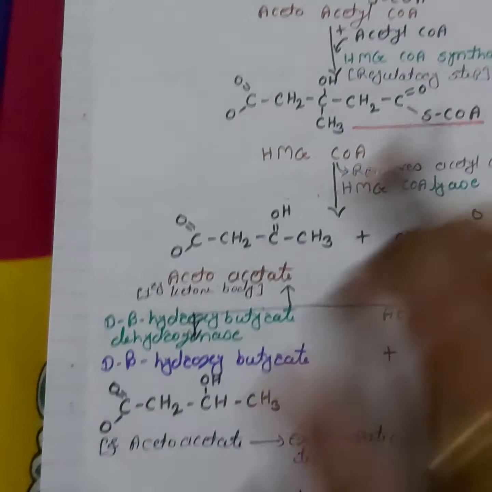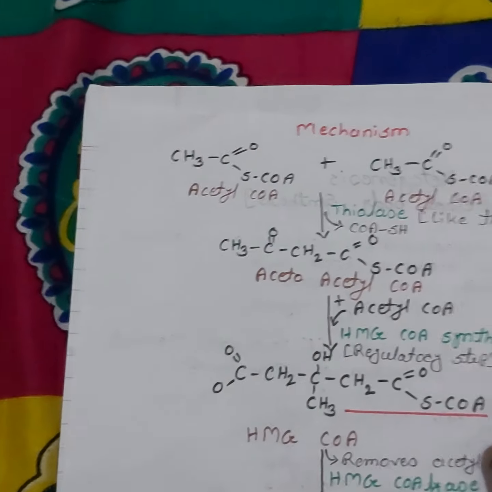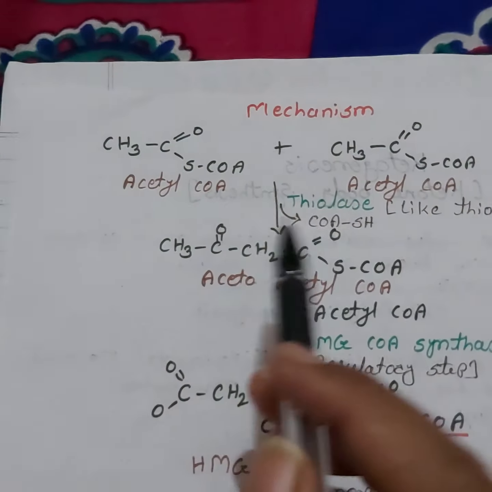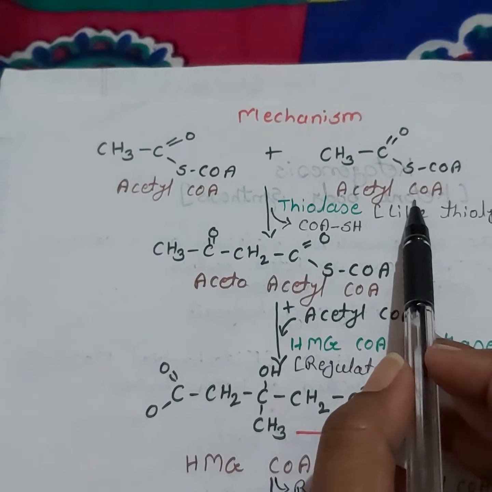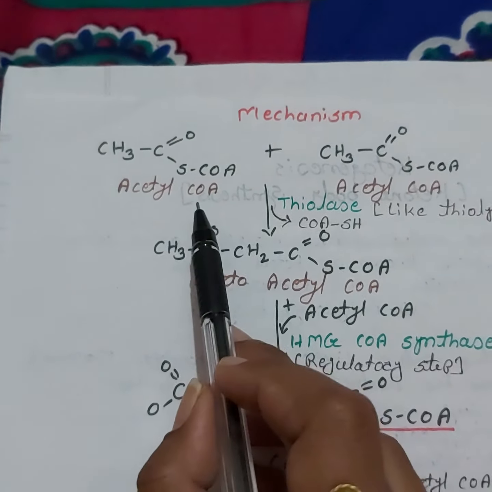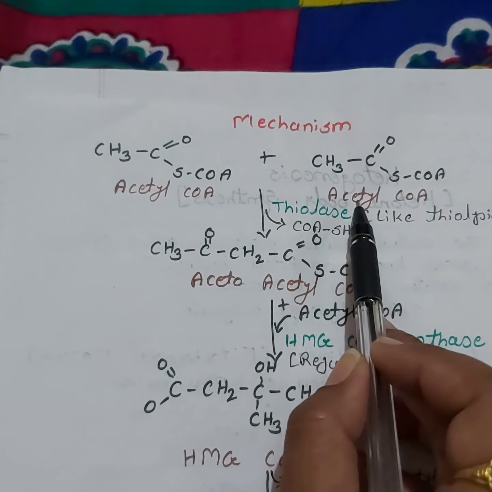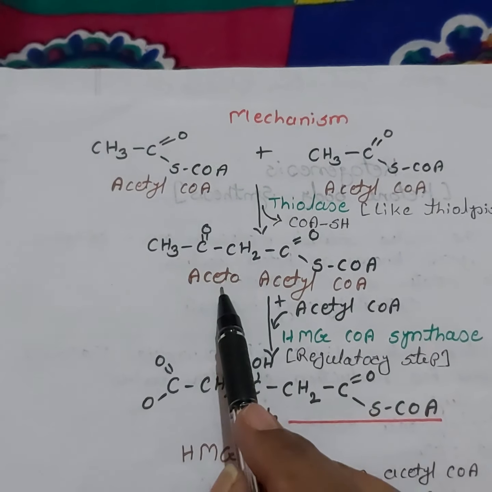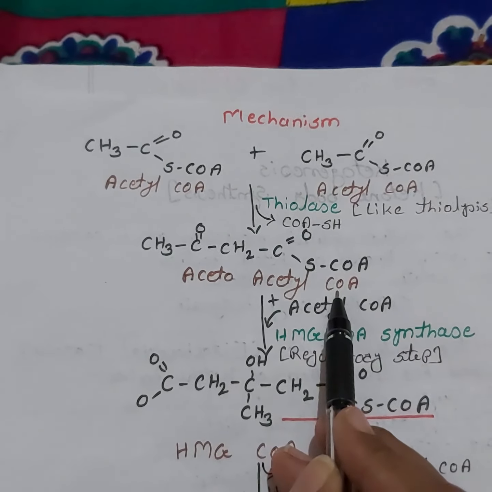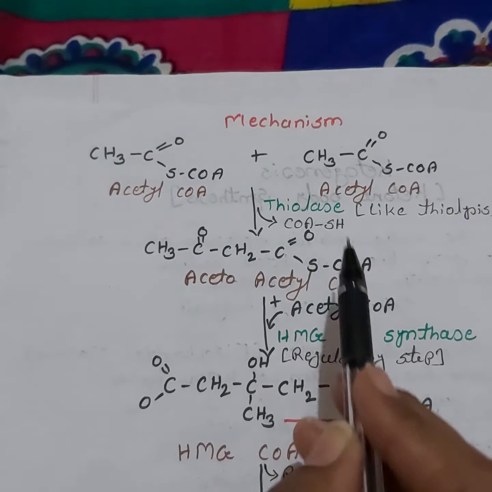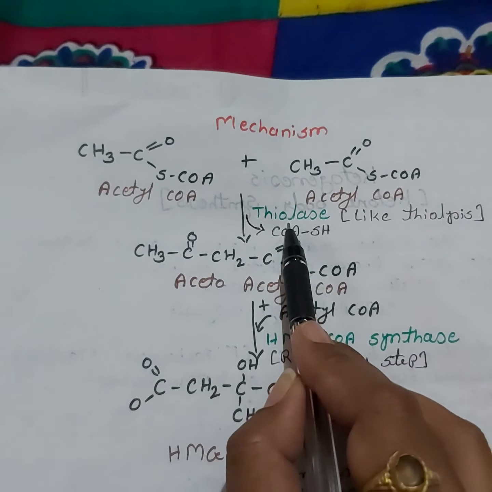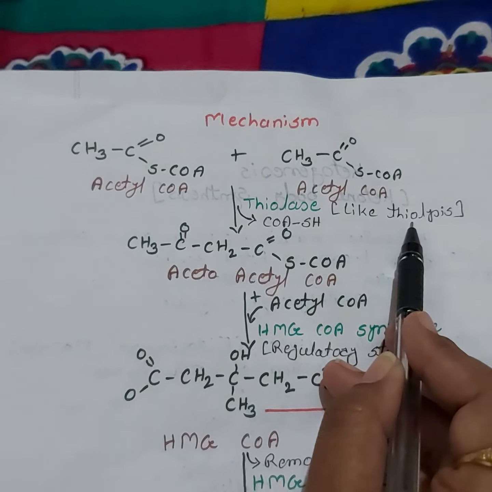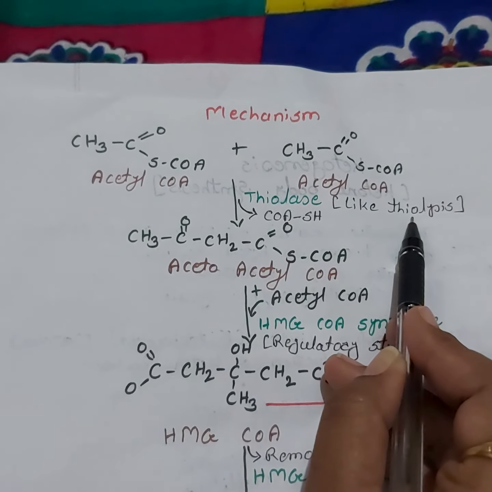Now, we will see the mechanism of production of ketone bodies. Ketone body production starts from two molecules of acetyl coenzyme A. Here you can see that two molecules of acetyl coenzyme A combine together, get condensed and produce one molecule of acetoacetyl CoA. This reaction is catalyzed by the enzyme thiolase. This is exactly the reverse of thiolysis, which is the last reaction of the beta oxidation process.